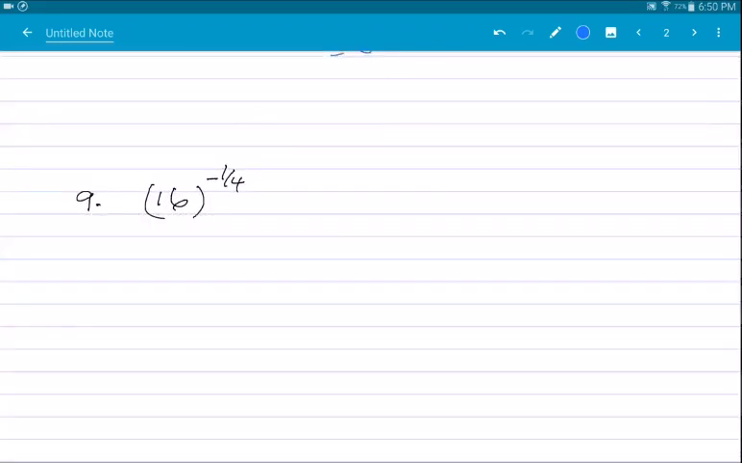16 to the minus a quarter. So that's 1 over 16 to the positive a quarter. That means the fourth root of 16, which is 1 over 2.